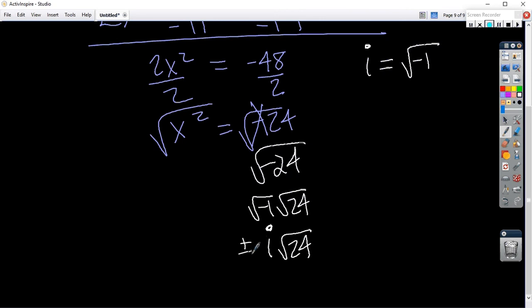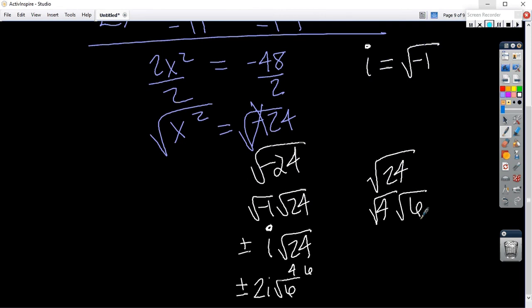I'm still plus or minus, and I can still break 24 up the same way I did yesterday. What are the two numbers? 4 and 6. Because the square root of 24 is the square root of 4 times the square root of 6. The square root of 4 is 2, so 2 root 6.